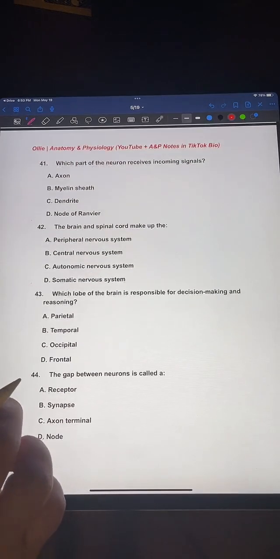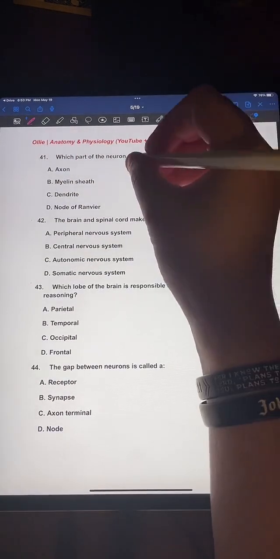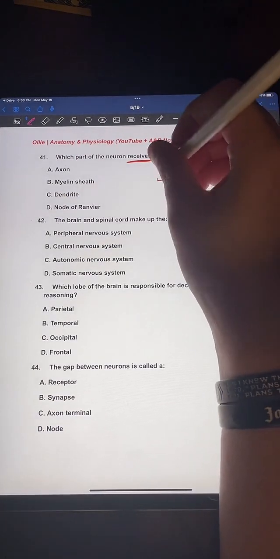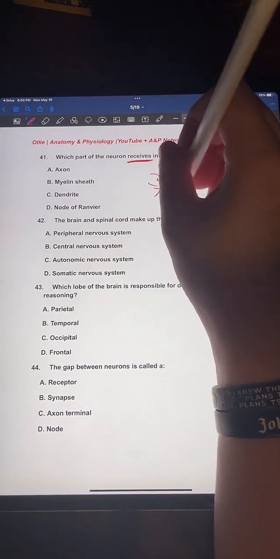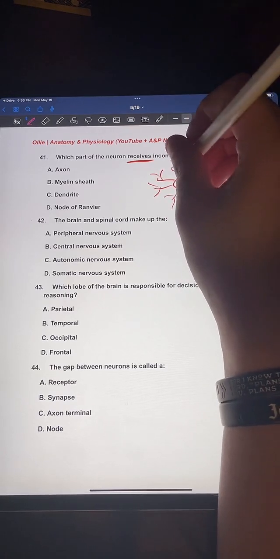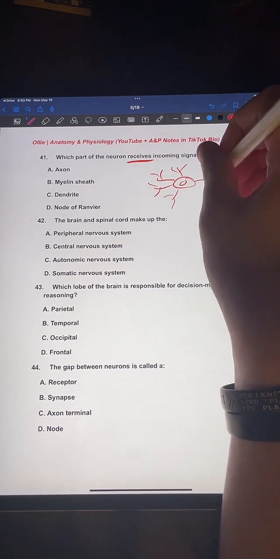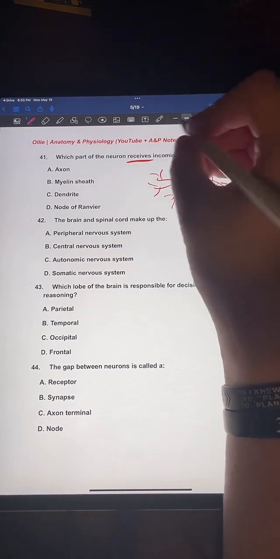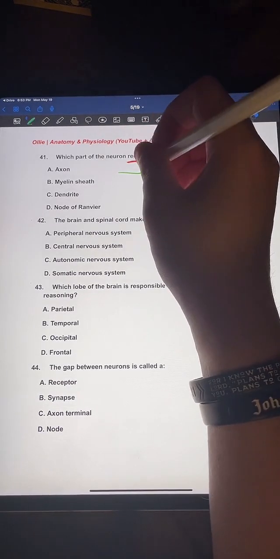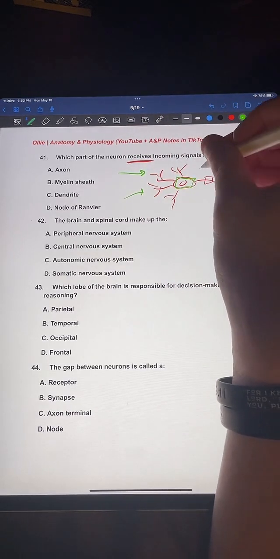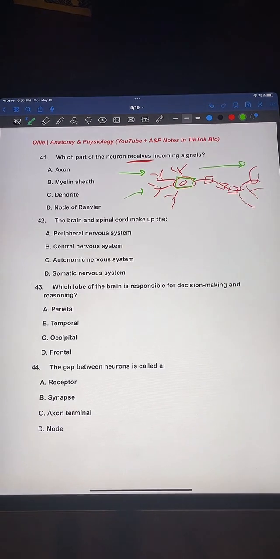All right. 41, what is the part of the neuron that receives the incoming signal? So if we quickly draw our neuron, again, we receive our signal here, we integrate it here, and then we send it here, transmit it through there.